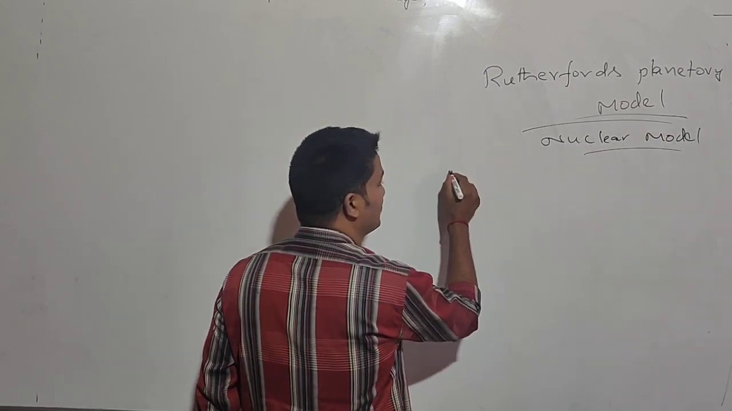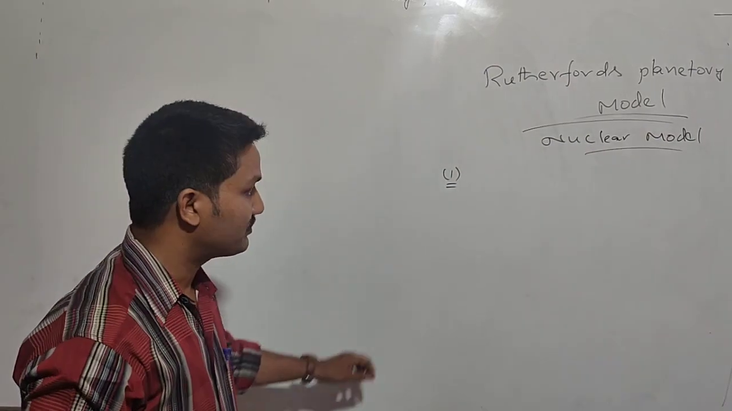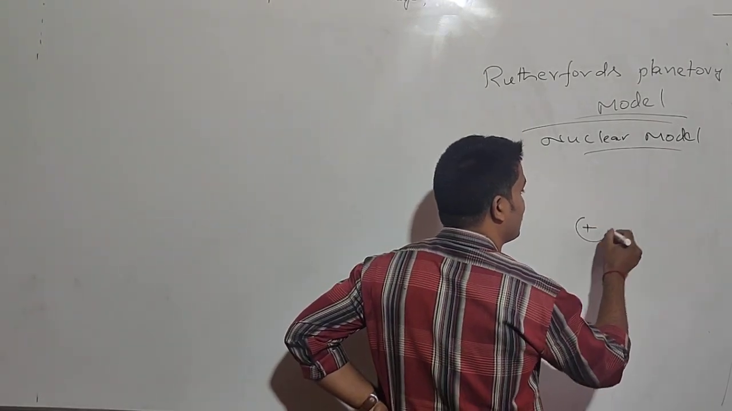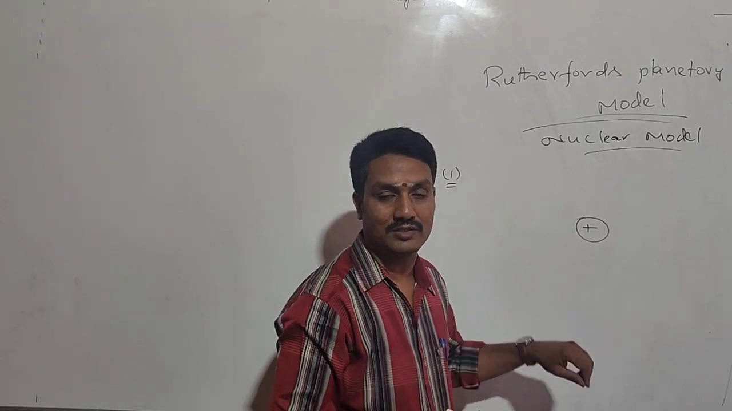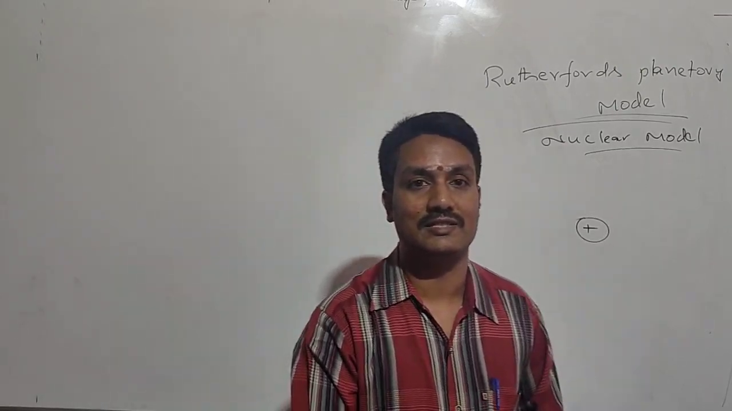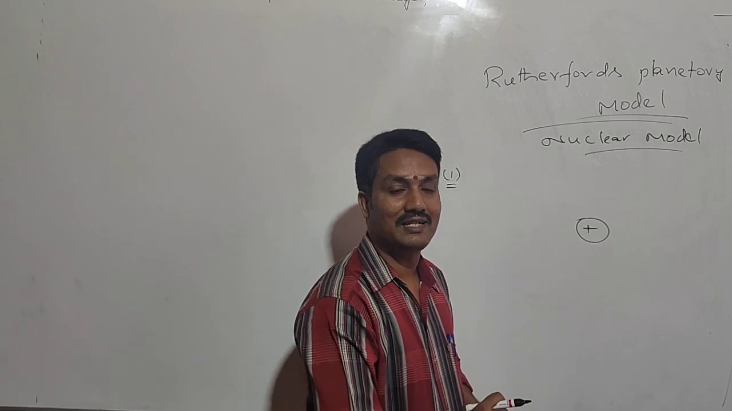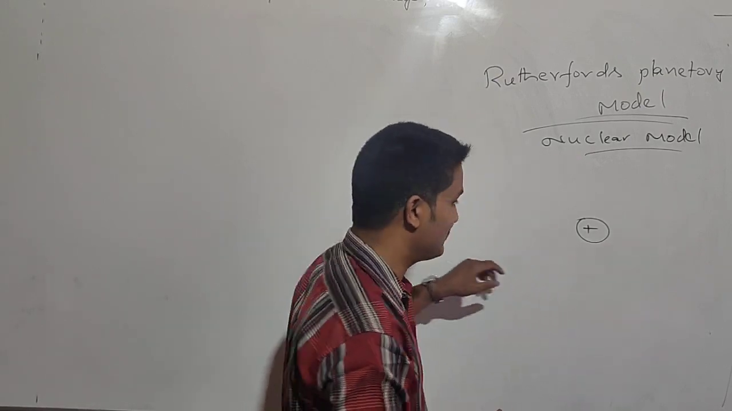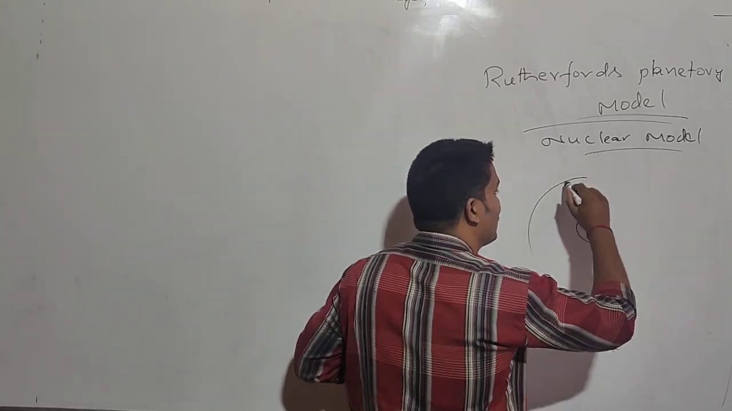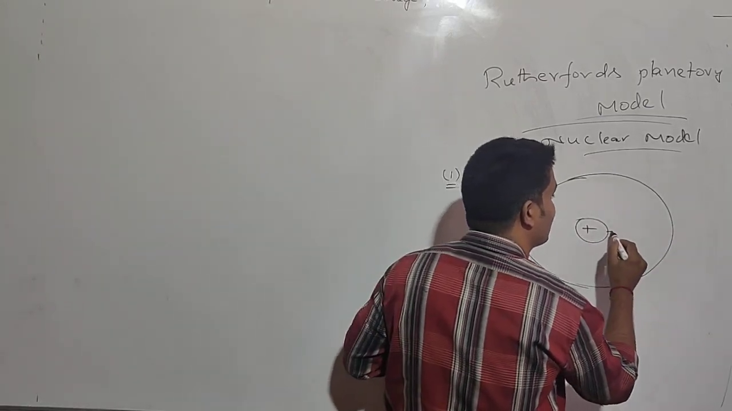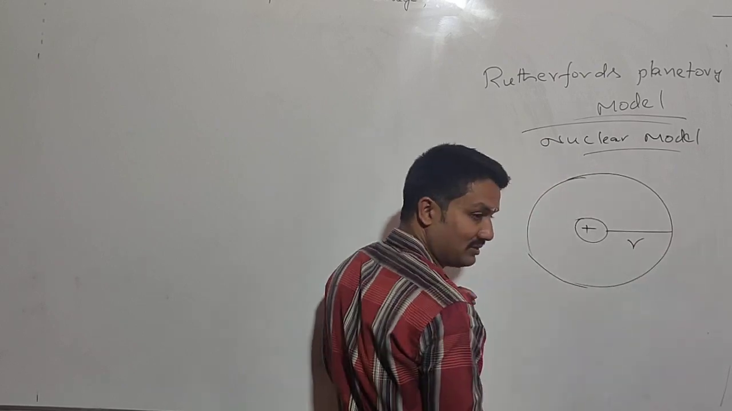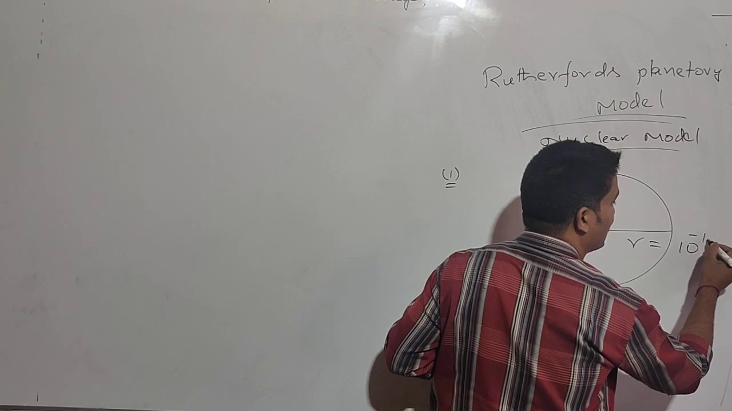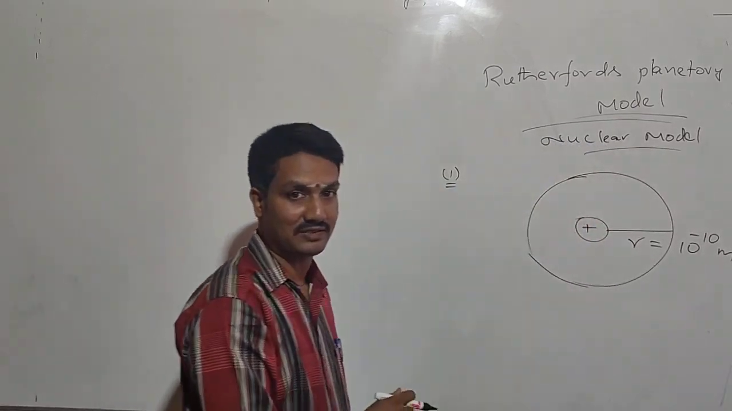The first postulate: the total mass and charge of the atom is concentrated at its center, which is called the nucleus, and the size of the atom is approximately 10 power minus 10 meters.